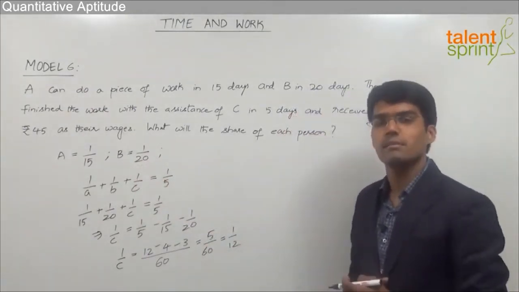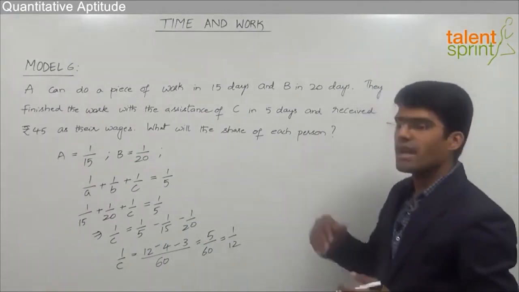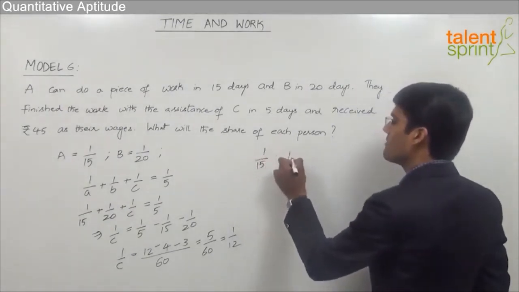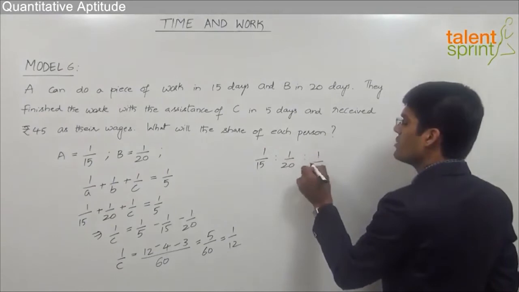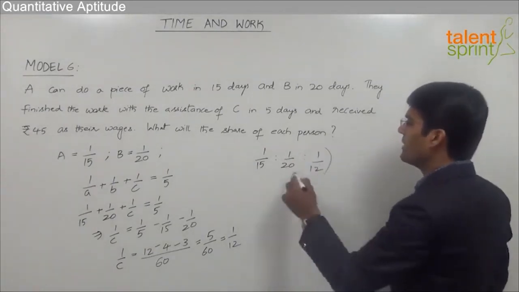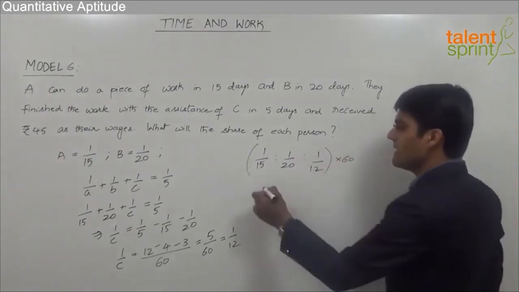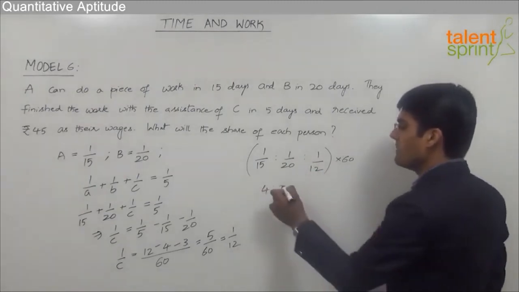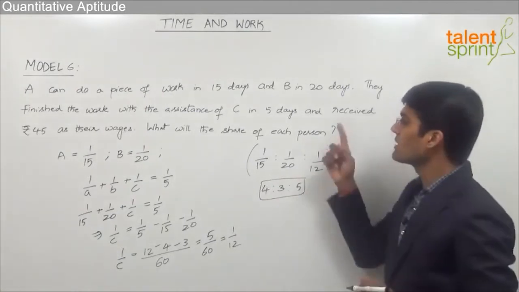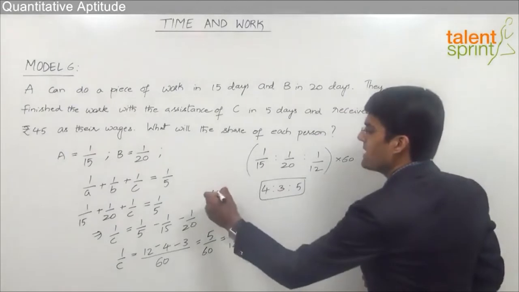The capacity here is nothing but work done by each person in one day. So we can say that the ratio in which the amount has to be distributed among A, B and C here is 1 by 15 is to 1 by 20 is to 1 by 12. That is capacity of each of these persons. Now to simplify this ratio, let us multiply the whole thing with 60 so that we get a proper ratio. So 60 divided by 15 will be 4, 60 by 20 will be 3 and 60 by 12 will be 5. So this is the ratio in which the total amount of rupees 45 is to be divided among the three persons A, B and C.